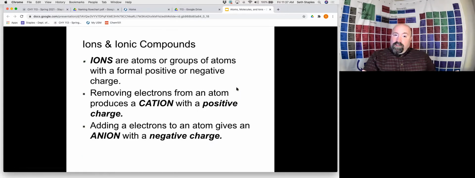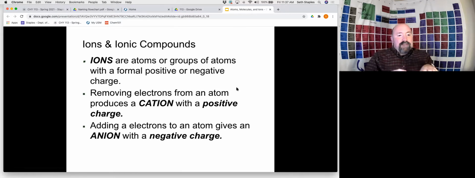And so ions, as I mentioned, they're atoms or groups of atoms that now will have a positive or a negative charge. These charges form by electrons either being removed or added to an atom. Now, this is a very key distinction to make. The number of protons will not change.